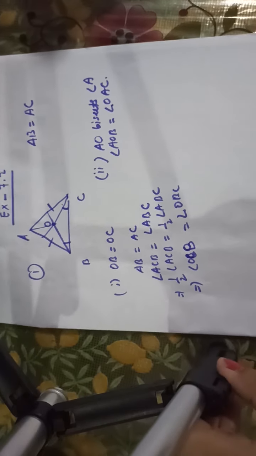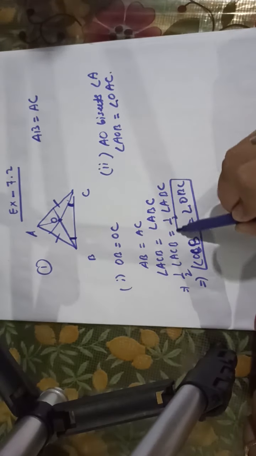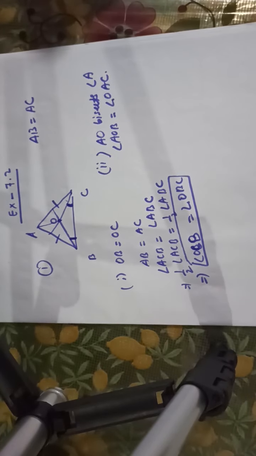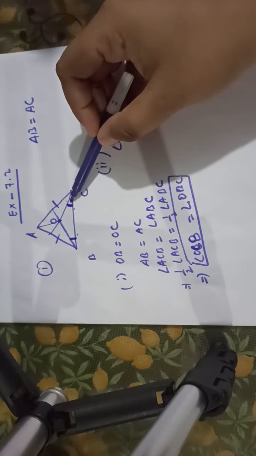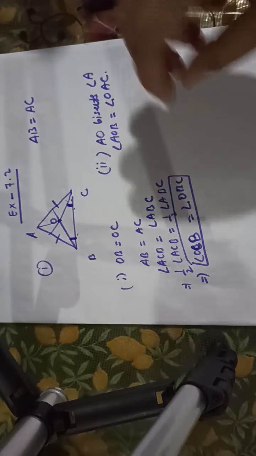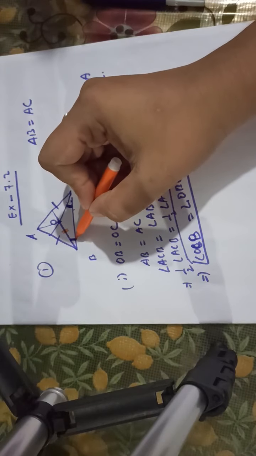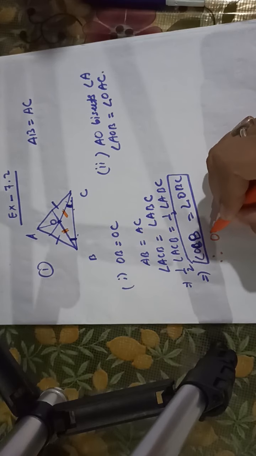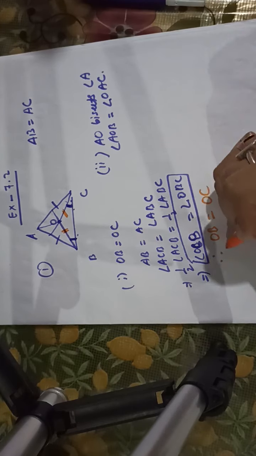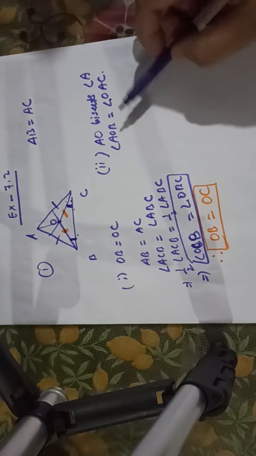Now if you see here, this angle and this angle have been proved equal. What can we conclude? This is another property of isosceles triangle that is already discussed: if two angles are equal, then what is the side opposite to these angles? The side opposite to this angle is OB, isn't it? And the side opposite to this angle is OC. Therefore, side OB is equal to side OC, which is the required proof. All of you understood? Now let us go for the second part.